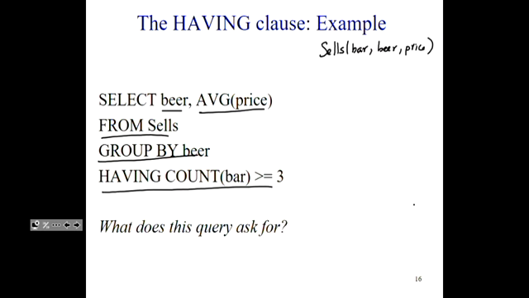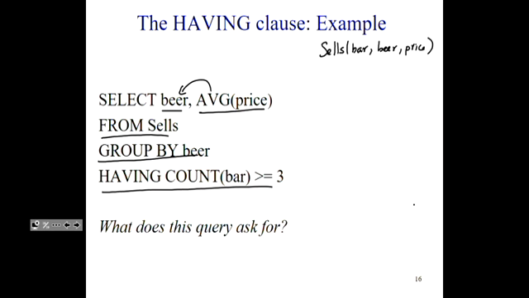Yep. Is it the average price of beers sold at least 3 bars? Close, but not quite. Wait, hang on. Say that again. I might have gotten you wrong. The average price of beers that are sold at least 3 bars? You're right. Sorry, I misheard you the first time around. So what he said was the average price of beers that are sold at least 3 bars.